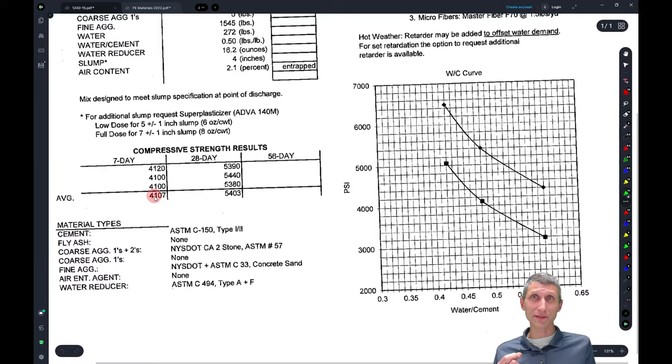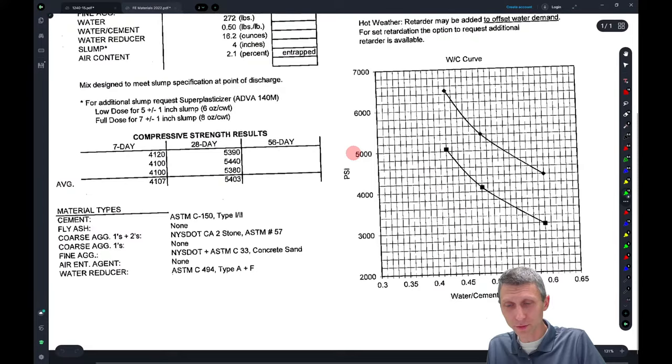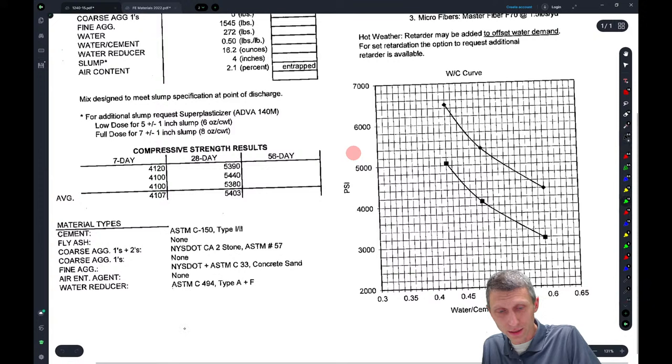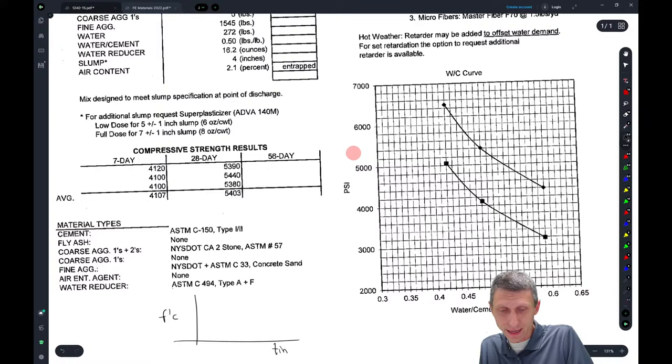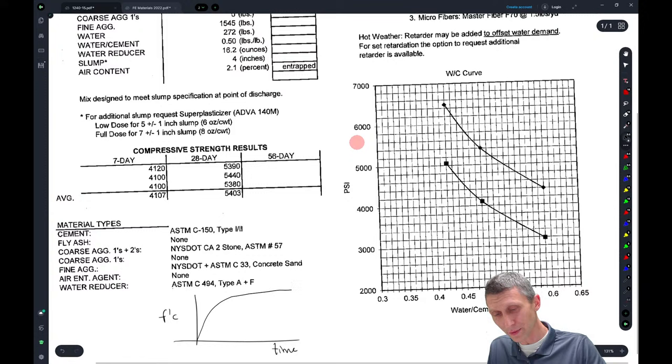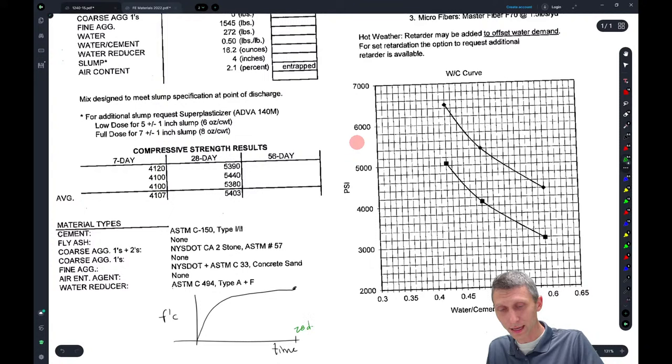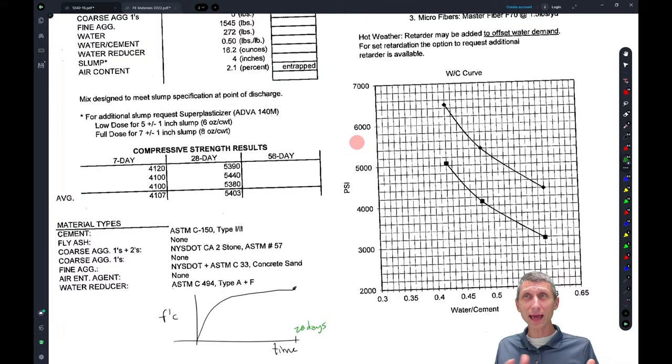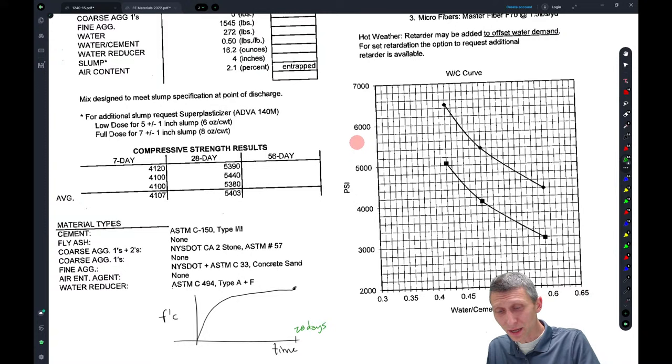Like, let's just play this game for a second. If we look at strength, let's just draw a little curve here. So we look at F prime C and we look at time. Typically what's going to happen here is your F prime C is going to start to climb and then it's going to go over here. Back in the day, 28 days was picked as the design level strength. Will it keep gaining strength? Yeah, a little bit, but as long as moisture is present, it can keep gaining some strength if that chemical reaction is occurring. But somewhere around 7 days, you'll get somewhere in the ballpark of about 75% of your strength.